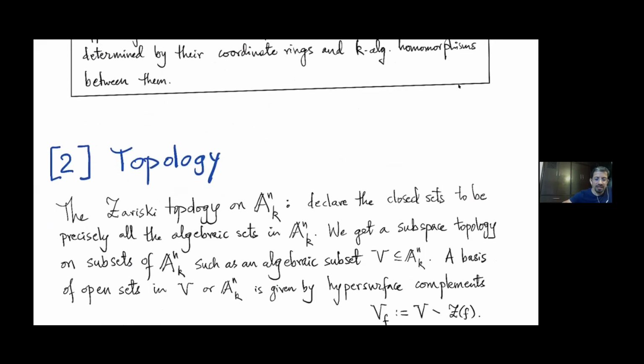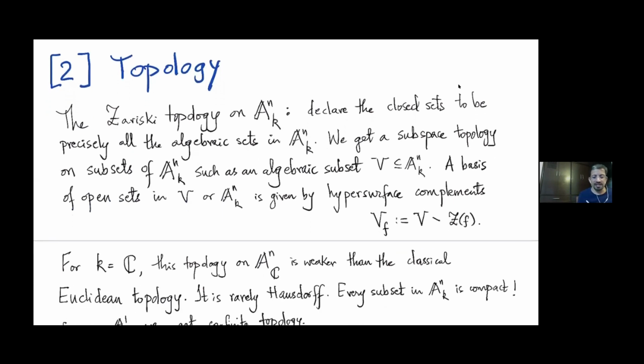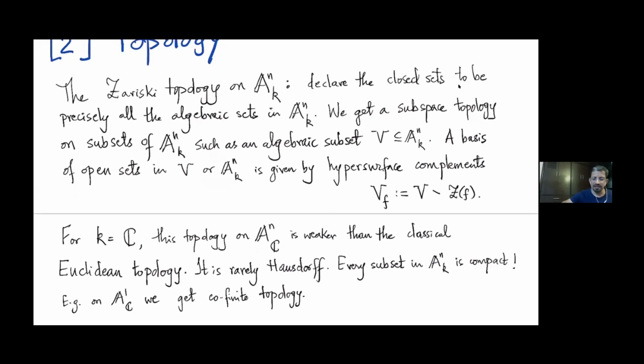And so before we move on, we need to set up a little bit of topology on it. So the Zariski topology on affine space A^n_K is defined as follows. You declare the closed sets to be precisely all the algebraic sets in A^n_K. So one checks that this actually forms a topology on A^n_K. So you have to check that it's preserved under finite unions and arbitrary intersections, which you can check by reducing to corresponding statements on ideals. So that needs a little bit of checking, but it's not difficult to prove.